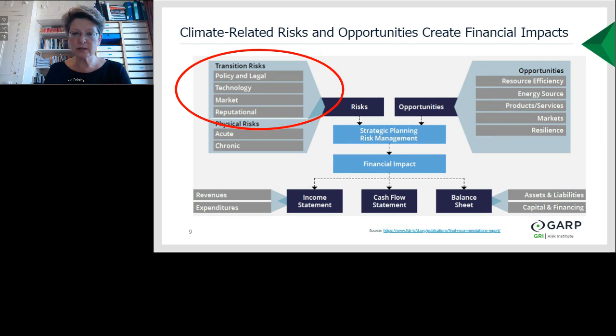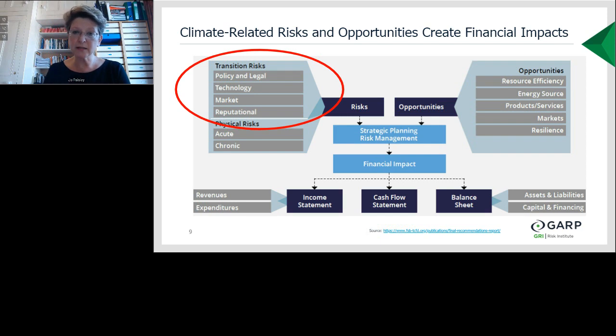There are policy risks arising from changes in regulation, and legal risks from climate-related liability. There are technology risks caused by emerging technologies that will challenge the current ways of doing things, of manufacturing, of energy production and transport, for example. There's market risk. Now, this means changing supply and demand and changing consumer preference, for example. So businesses are going to have to navigate this dynamic environment. And of course, there's reputational risk.